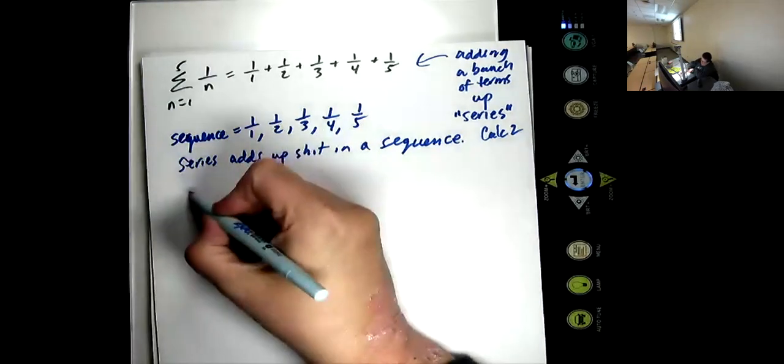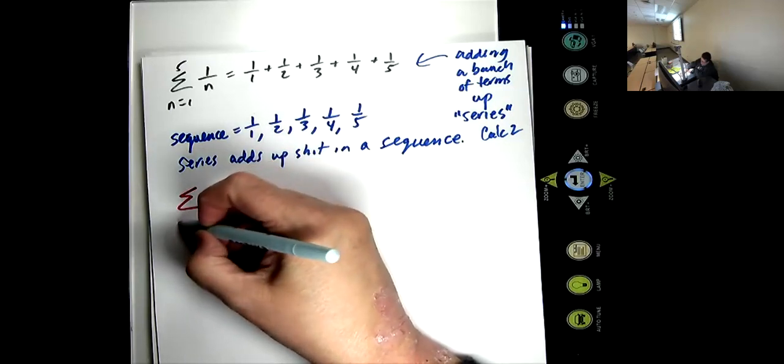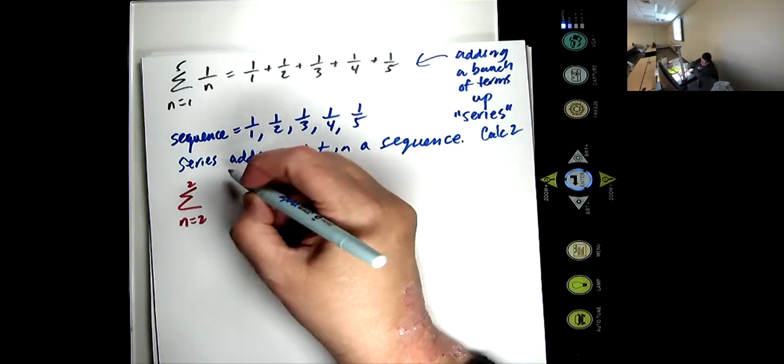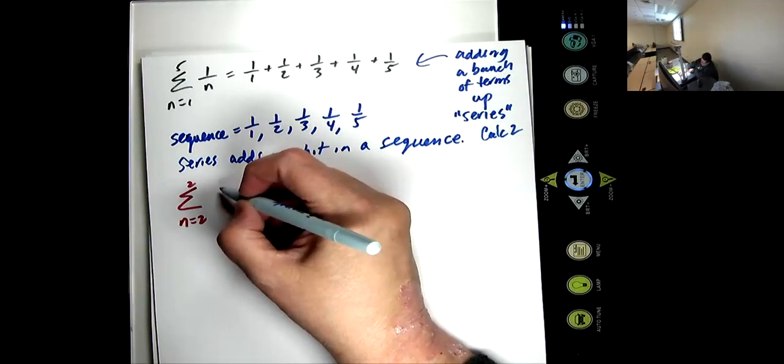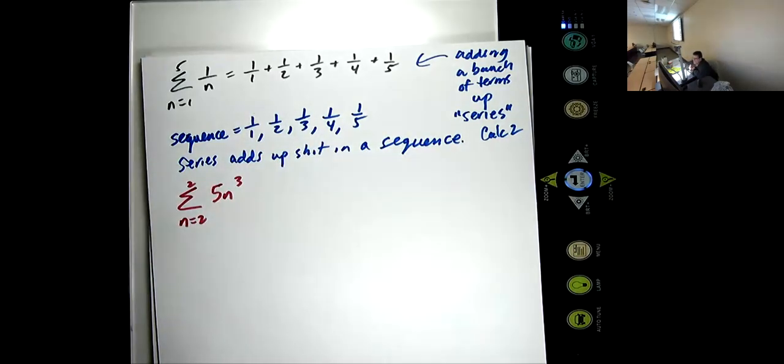What about something like n equals 2 to 2 of 5n to the third power? Cody's over here saying it is Calc 2. He's all definitive about it. I guess I could look through the textbook and see. It'll say sequences and series. It's probably chapter 9 or so.